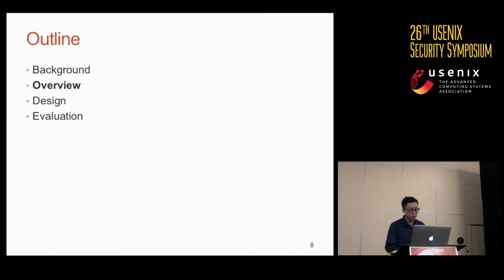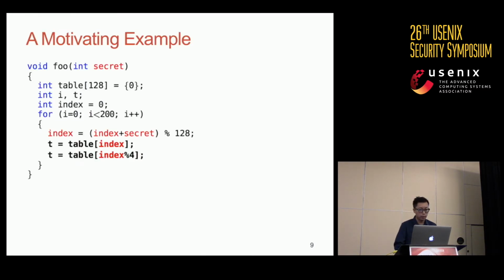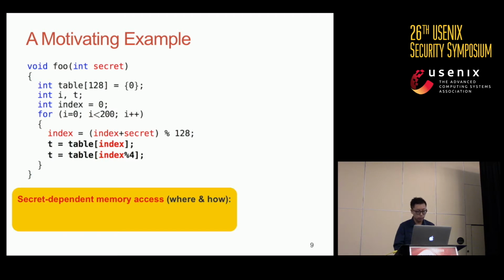All right, so this goes to the overview of our technique. I will also start with an example here. Suppose I have a program which takes a secret as the input. Like I mentioned before, what we want to do is to figure out where the secret-dependent memory access is. Essentially, we need to answer two questions here. The first question is where the suspicious memory access is in the software system. The second one is how it affects the cache behavior.